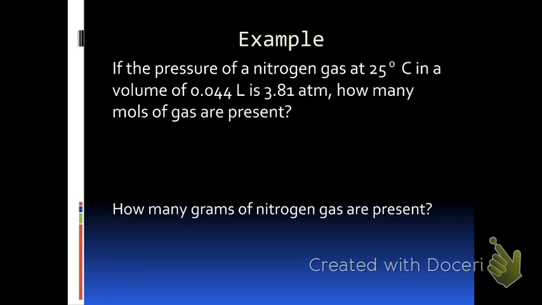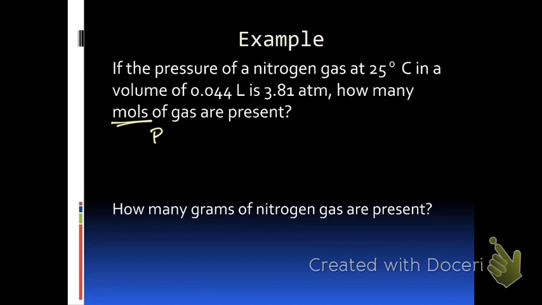All right, the next one. If the pressure of a nitrogen gas at 25 degrees Celsius in a volume of 0.044 liters is 3.81 atmospheres, how many moles of gas are present?